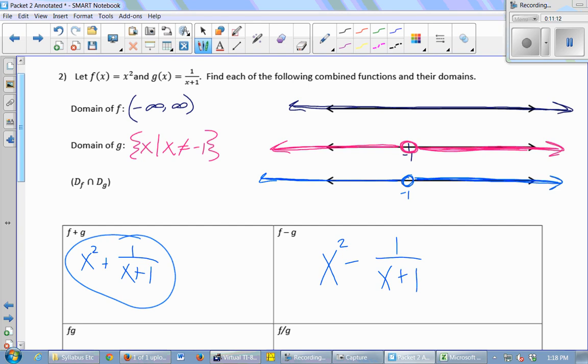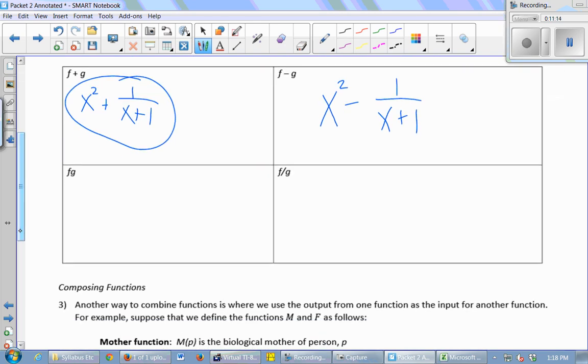What about f times g? That would be x squared times 1 over x plus 1. And you can do a real quick simplification here. Multiply the tops, multiply the bottoms. My rule of thumb is that if you can simplify it in one step, go ahead and do it. If it's going to take you a page of paper, don't bother.